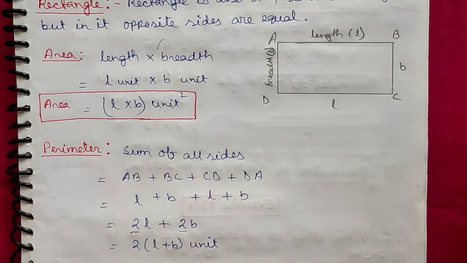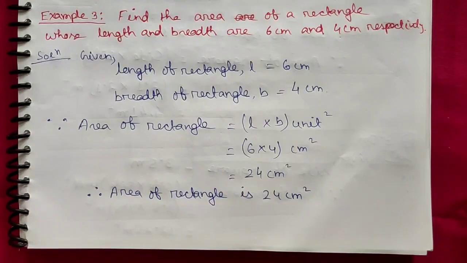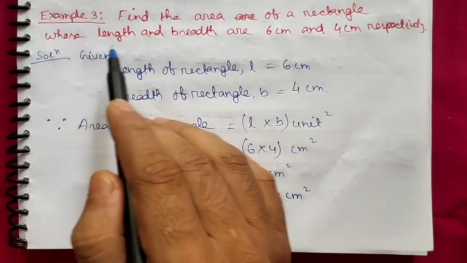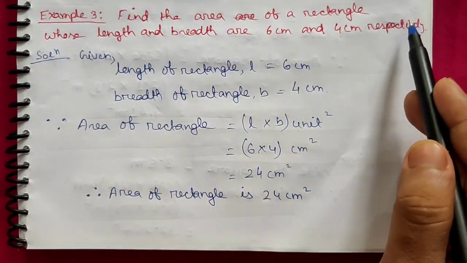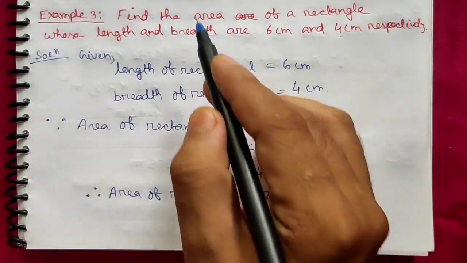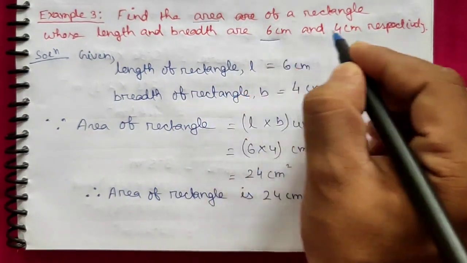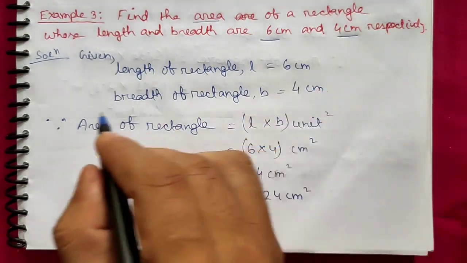So now let us solve two examples: first, the area of a rectangle, and next, the perimeter of a rectangle. So let's start. The third example is: Find the area of a rectangle whose length and breadth are 6 centimeter and 4 centimeter. What we have to find? We have to find the area of the rectangle whose length is 6 centimeter and breadth is 4 centimeter.